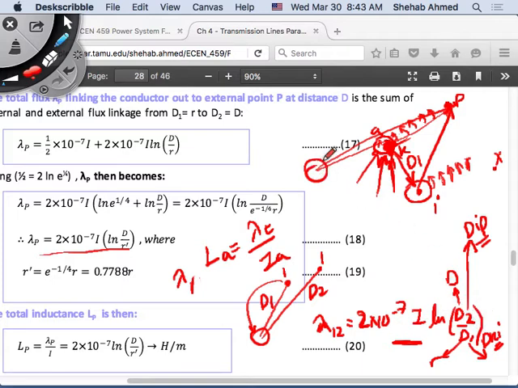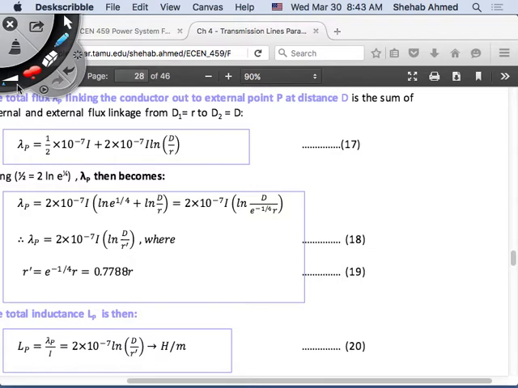So how about this conductor? My d1 is the distance between conductor M and conductor K, so d1 will be dmk, and d2 will be dmp in this case. So it's the same equation; I just play with d1 and d2. Is it clear what we're going to do? That's what we have in the next slide.